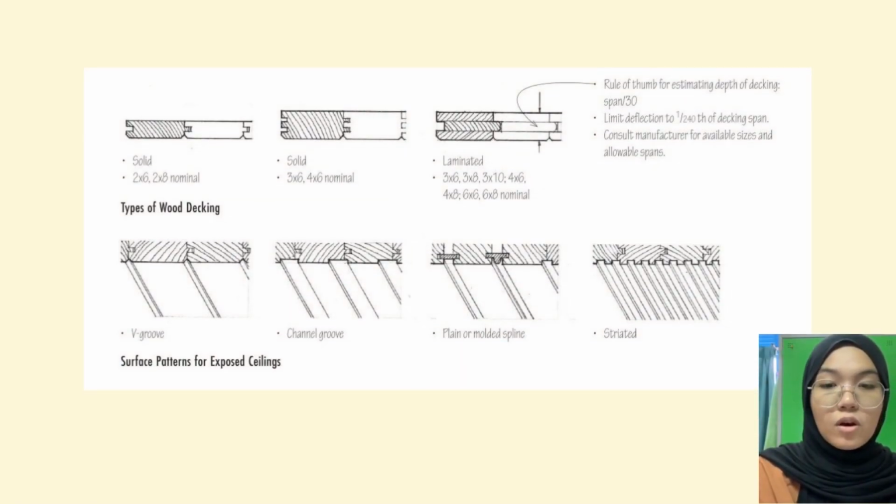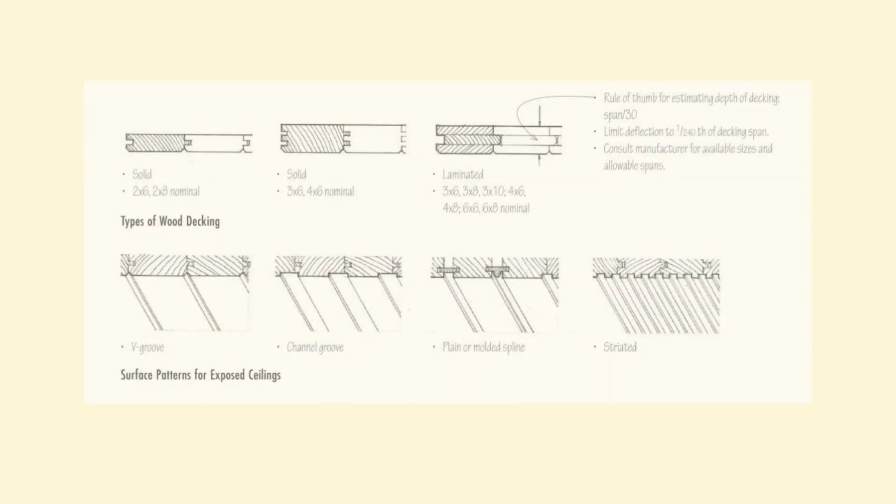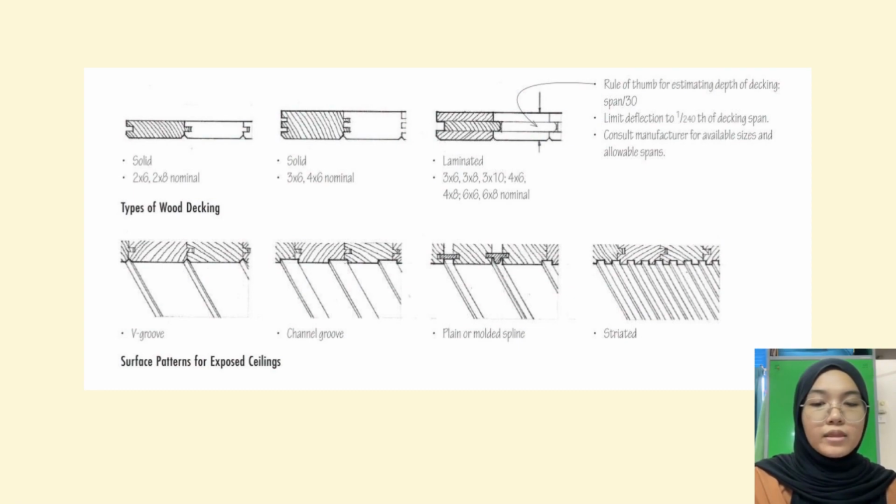These are the types of wood decking. They have solid with 2 times 6 nominal and another solid with 3 times 6 nominal, and they have laminated. Laminated has a rule of thumb for estimating depth of decking. Consult the manufacturer for available sizes and allowable spans. The picture below shows the surface patterns for exposed ceilings: V-groove, channel groove, plain or molded spine, and striated.